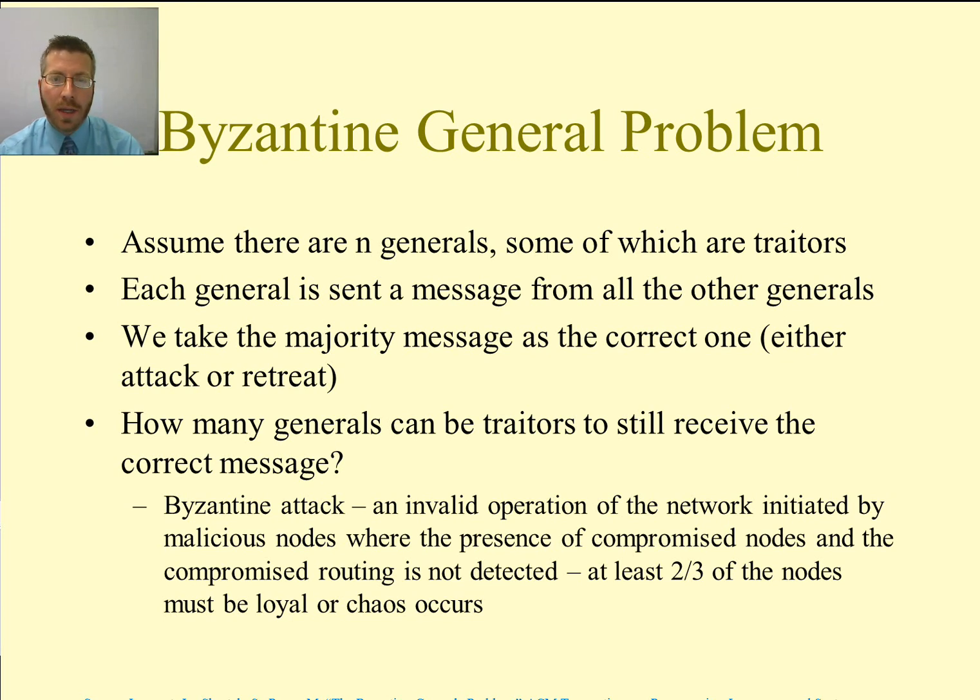Because we don't want the traitors to all tell us to attack when they're not going to, and then we're going to be slaughtered. So the paper goes through a nice long analysis. The math in this paper is not very difficult, so please take the time to go through it. And the conclusion is that we need to have at least 2/3 of the nodes be loyal. If more than 1/3 of the nodes are disloyal, then chaos can occur, and we could be attacking when we should be retreating, or vice versa.